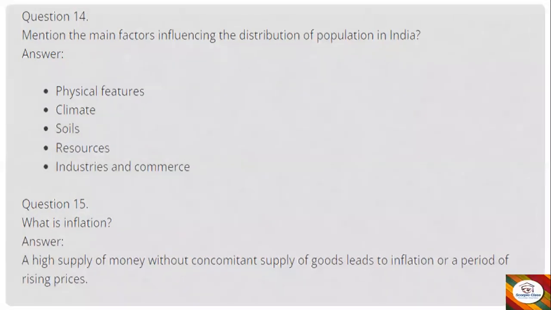Next, question number 14. Mention the main factors influencing the distribution of population in India. Answer. The main factors influencing the distribution of population in India are physical features, climate, soils, resources, industries, and commerce. Next, question 15. What is inflation? Answer. A high supply of money without concomitant supply of goods leads to inflation or a period of rising prices.